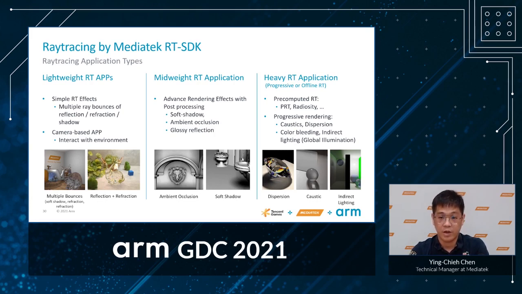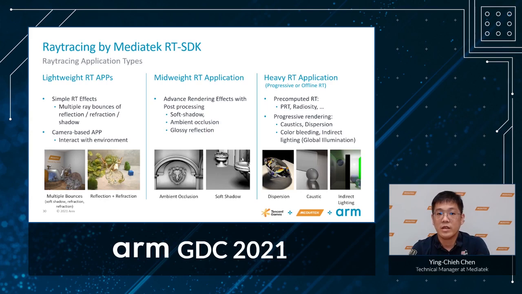The second kind of ray trace effects are more advanced. They usually require a post-processing stage to improve the quality and performance. For example, soft shadow, ambient occlusion, and glossy reflection effects need filters to avoid noise. These two images below show the ray trace result on our mobile platform.